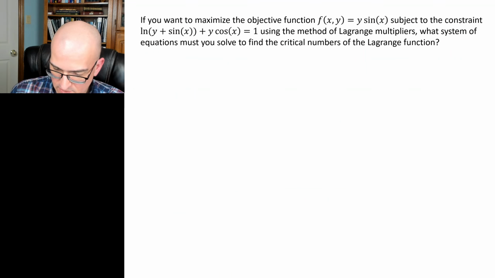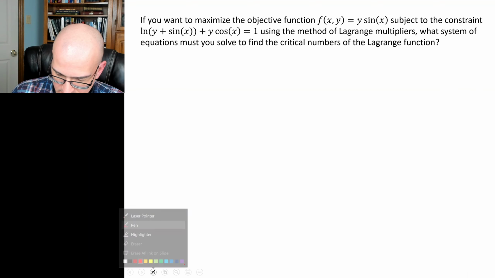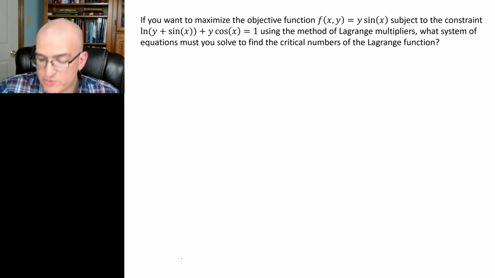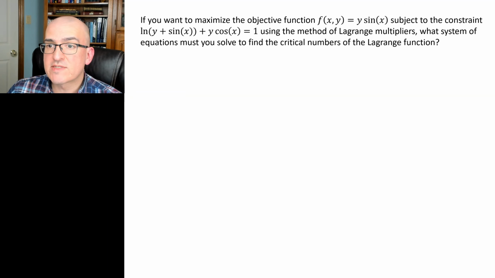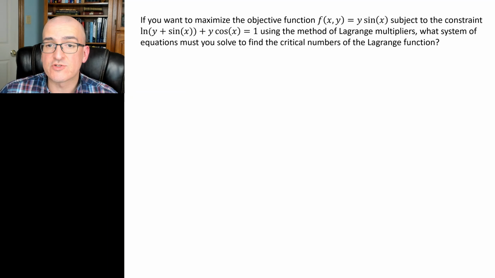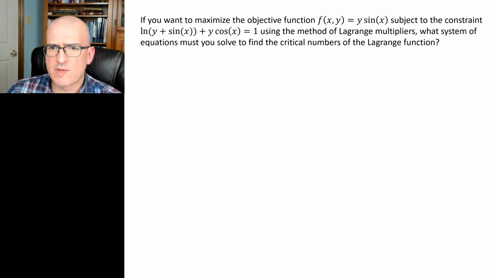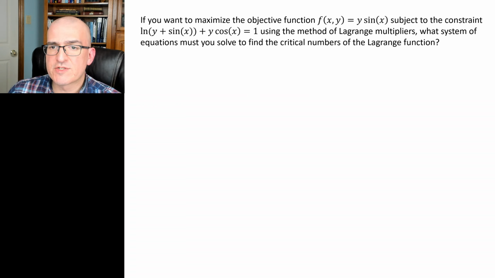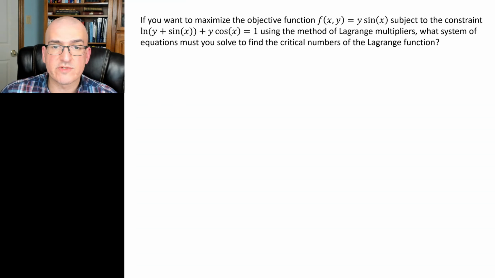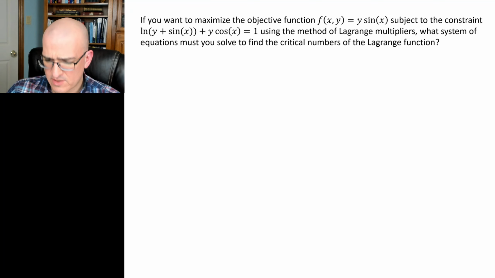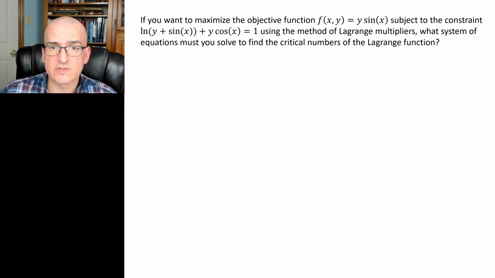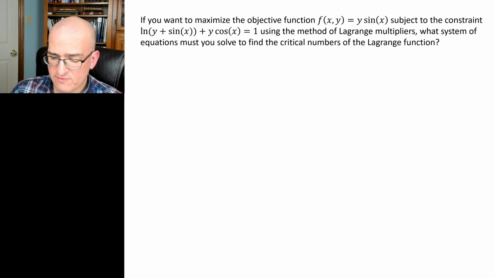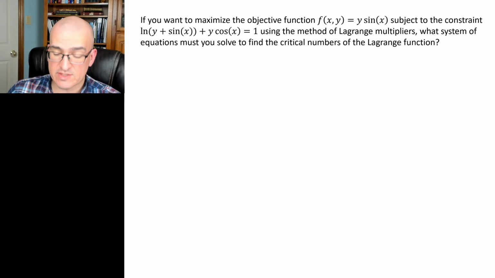Okay, last question, I think. Yeah, last question. Suppose we want to maximize the function y sine of x subject to this constraint: ln of y plus sine of x plus y cos of x equals 1. Using the method of Lagrange multipliers, what system of equations must you solve to find the critical numbers of the Lagrange function? We will not find those critical numbers. It is too hard, but we can find the system of equations that we would need to solve.